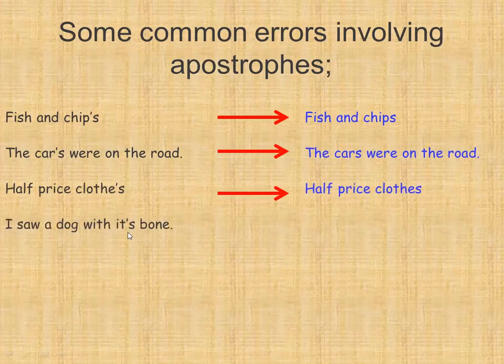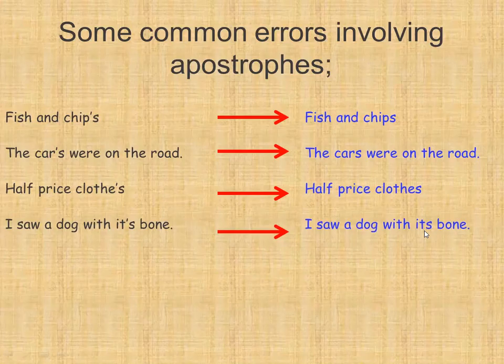Important, remember, it apostrophe s is only used when we want to use it in the contracted form. That means if you see it apostrophe s, actually the words are it is. I saw a dog with it is bone. Doesn't make sense, right? So we do not use an apostrophe here. I saw a dog with its bone. Up till now, I have said that we use an apostrophe to show possession. In this case, we don't use an apostrophe at all. So its over here is an exception.